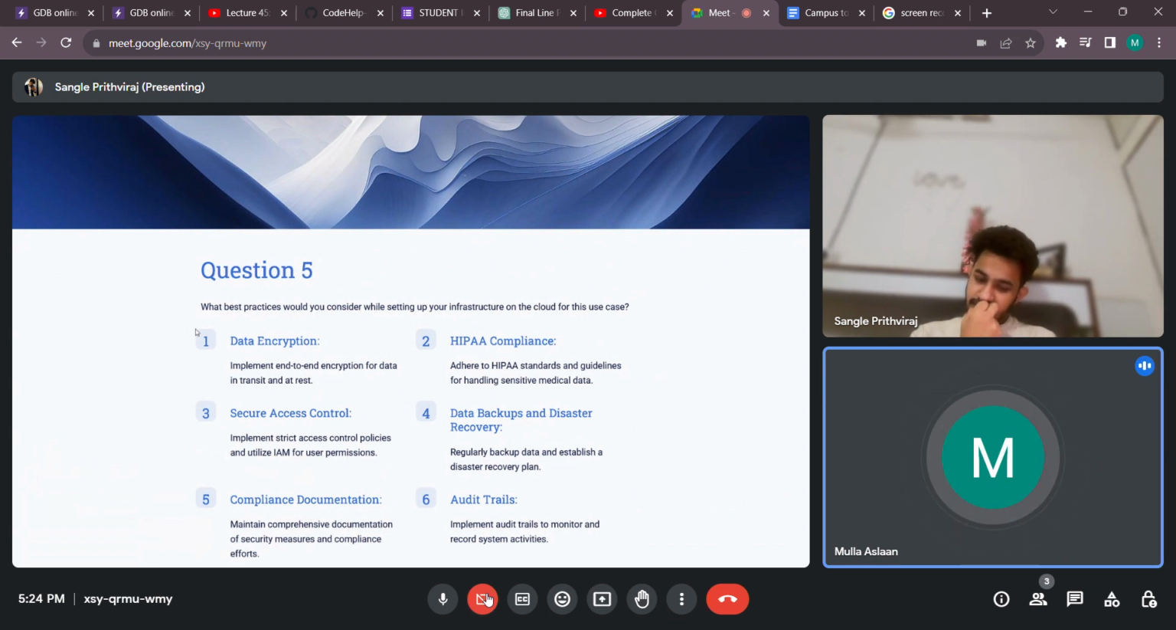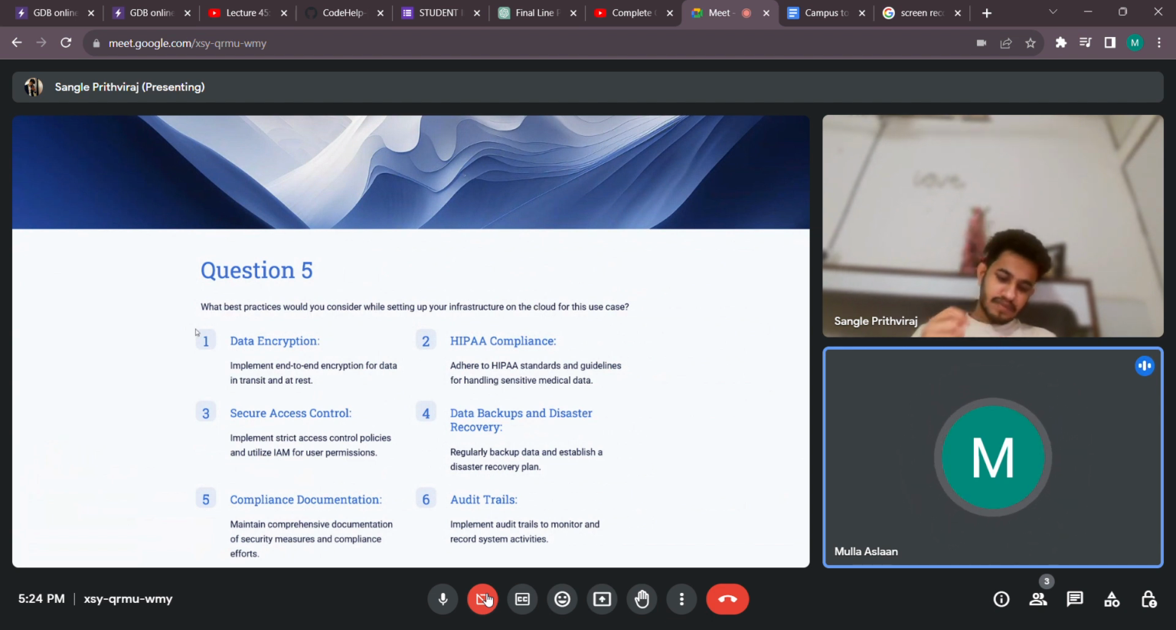Compliance documentation plays a vital role, similar to the meticulous record keeping of patient health records. We maintain comprehensive documentation of our security measures and compliance efforts. This documentation not only helps us ensure we are following best practices but also demonstrates our commitment to the highest standards of data security. Finally, we implement audit trails, much like tracking a patient's medical history.